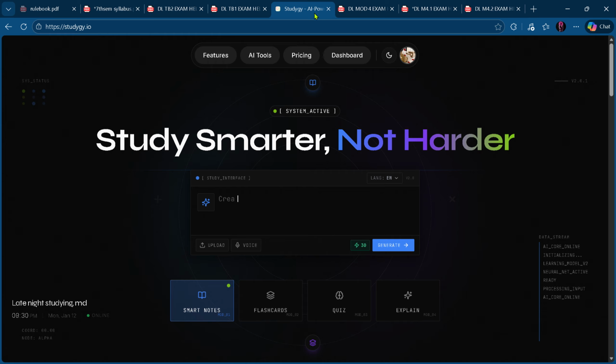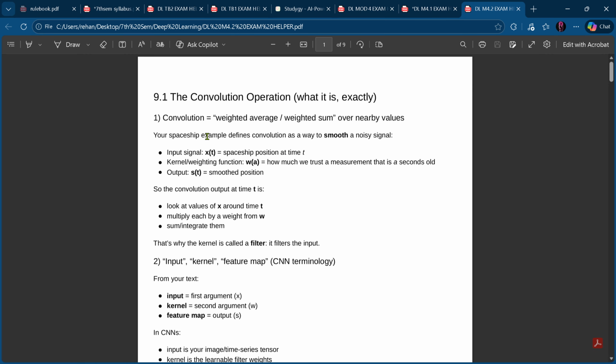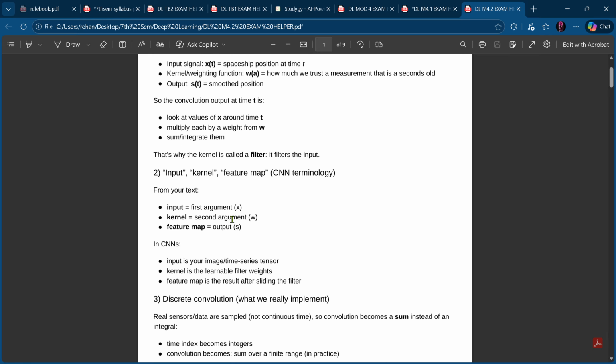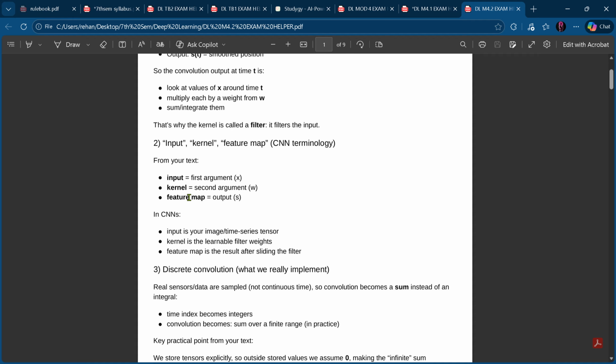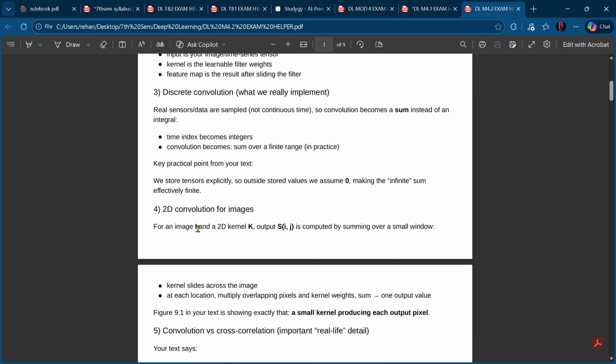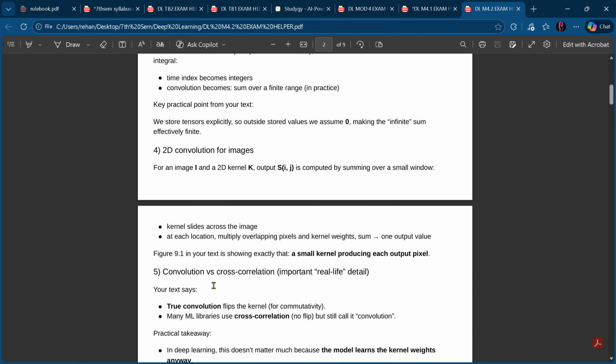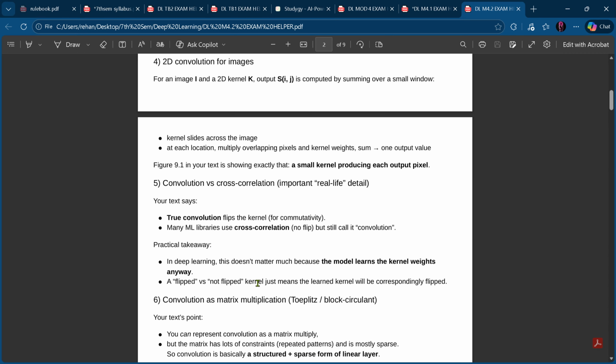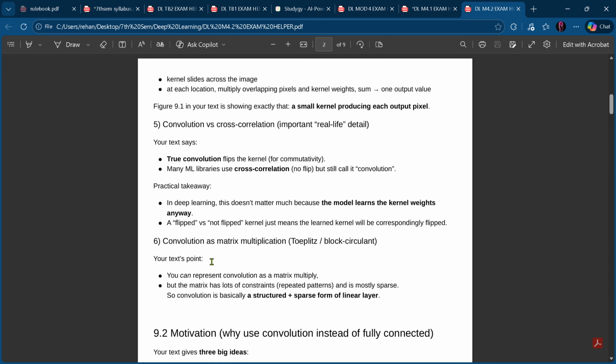But before we move to the next video, you can also see here a different way of answers, like how it generates smart notes. Alternative notes also say the same: convolution is nothing but a weighted average, or weighted sum, over nearby values. So for a specific example, they talk about input, kernel, feature map, S, same thing. Discrete convolution, what you really implement, 1D, 2D, then convolution versus cross correlation. This is kernel flip versus no flip. That's it.